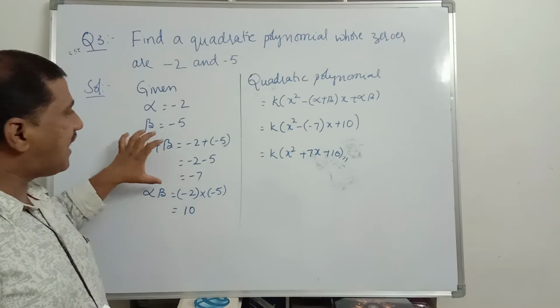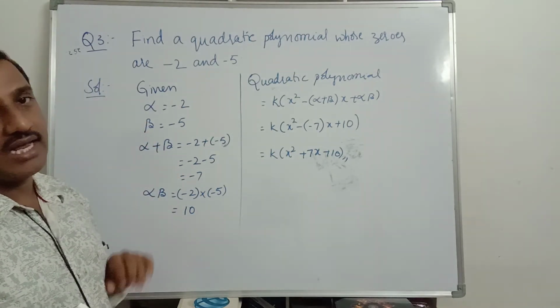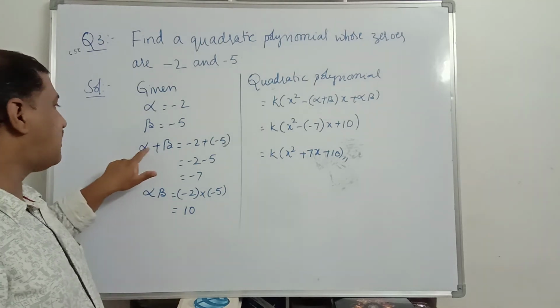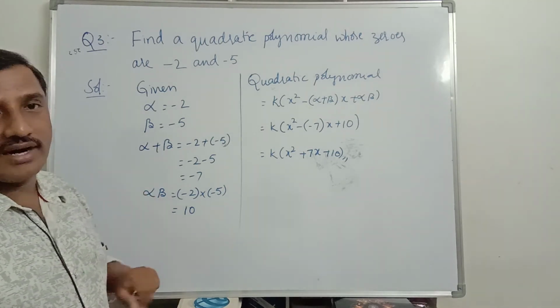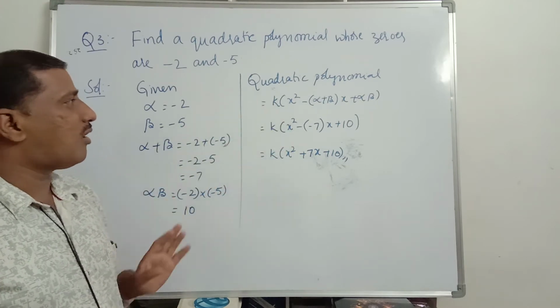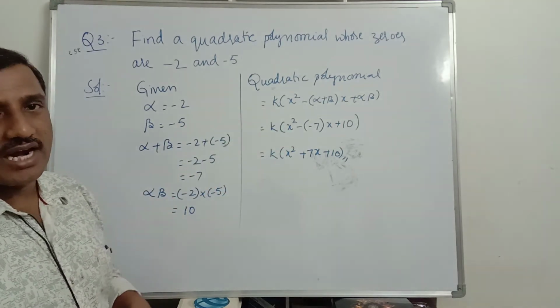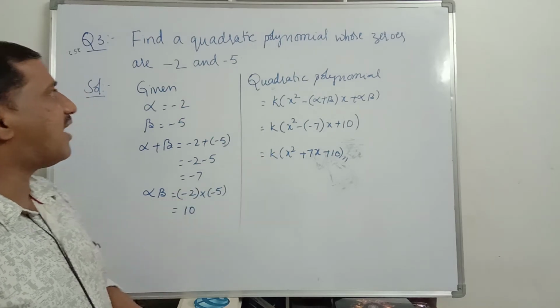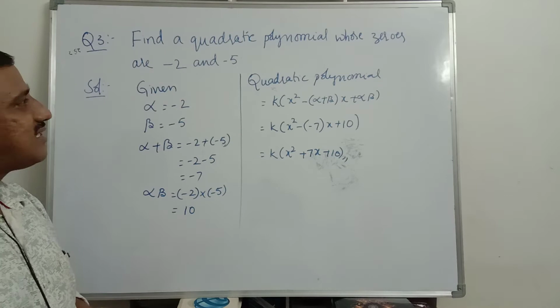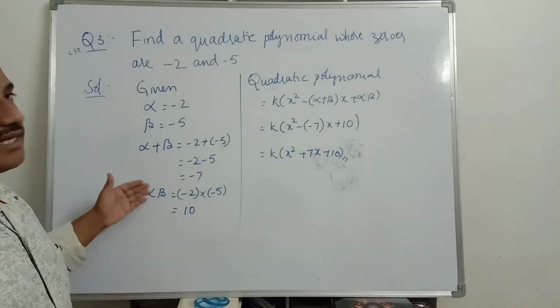Here the individual zeros are given. We need to find the quadratic polynomial, means first we have to find the sum of the zeros, then we have to find the product of the zeros. After that, substitute in the quadratic polynomial when we know the sum of the zeros and product of the zeros and simplify, we will get the required quadratic polynomial. Is it clear, children? This is a different problem.